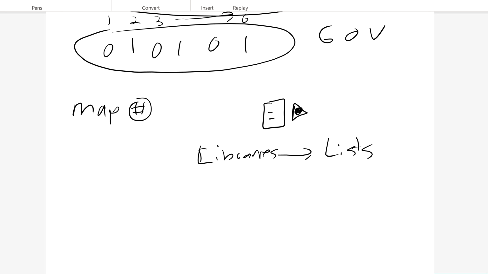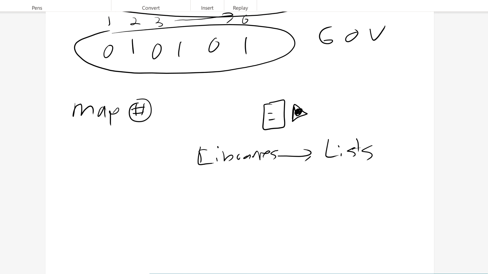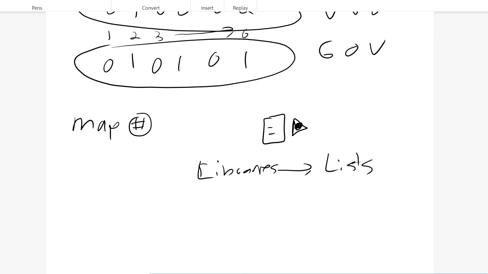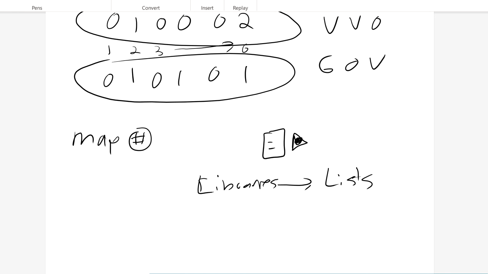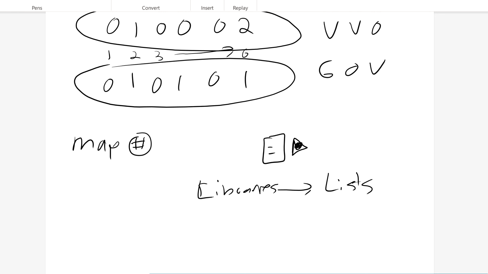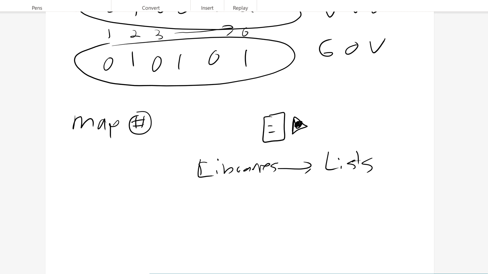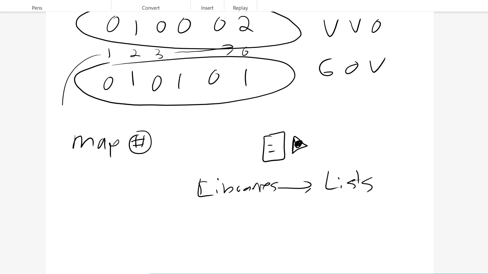So now that you have that, the last part of this algorithm is that you essentially take these two lists and you get a new list with the minimum value at each position. So if I were to do this, my new list would look like what?